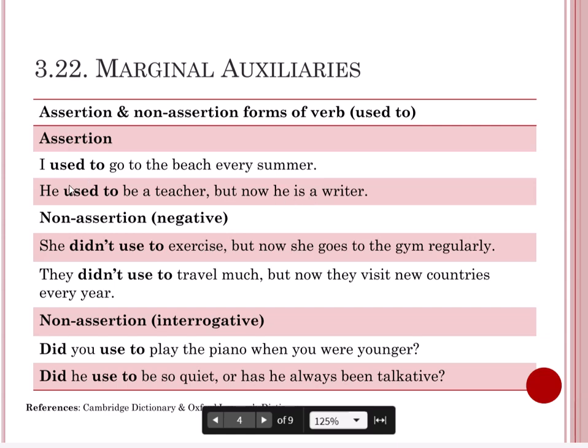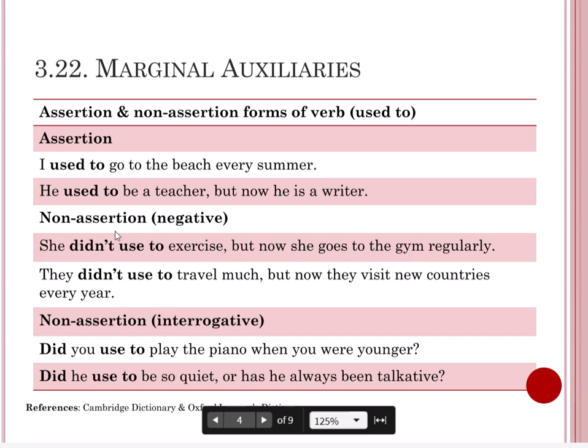So this is the assertion form of the verb. And in cases of non-assertion, non-assertive sentences, we have either the negative operator, negative do, like in the sentence, she didn't used to exercise, but now she goes to the gym regularly. Or we may negate the verb itself. So the sentence would be, she used not to exercise, but now she goes to the gym regularly. So we can use either cases with do construction or without.